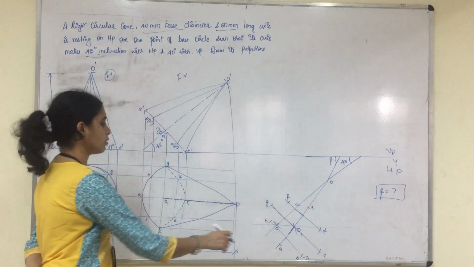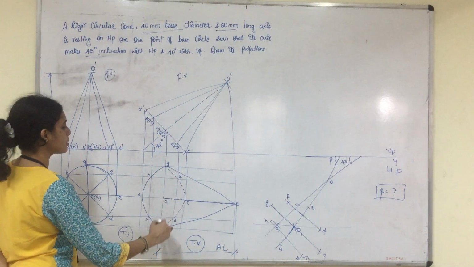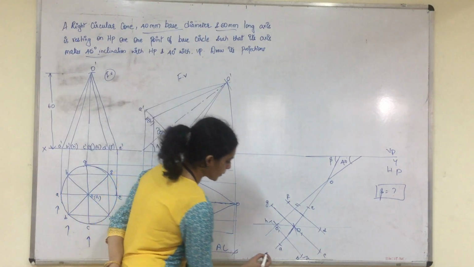So you have got the base circle, right? In that, half portion is visible and half portion is hidden. So trace out accordingly.